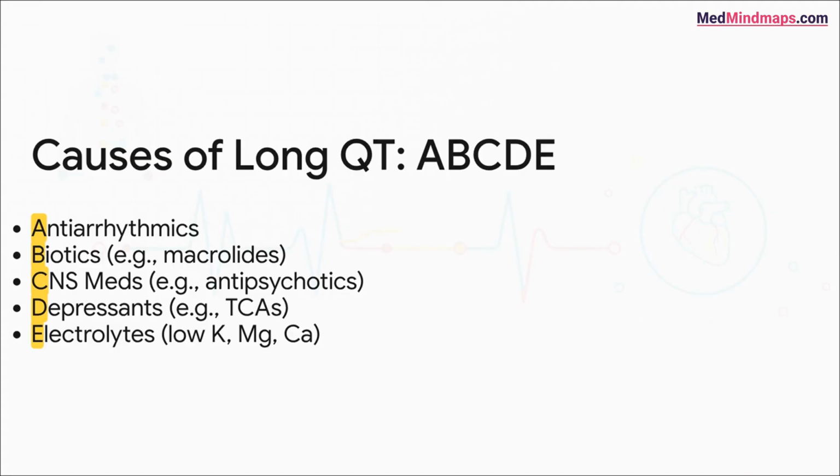Well, here's another super handy mnemonic for you, A, B, C, D, E. A is for antiarrhythmics, B is for biotics, think antibiotics, C is for certain CNS meds, D is for depressants like tricyclics, and E is for electrolyte problems. It's just a really simple way to run through a pretty complex list of causes.